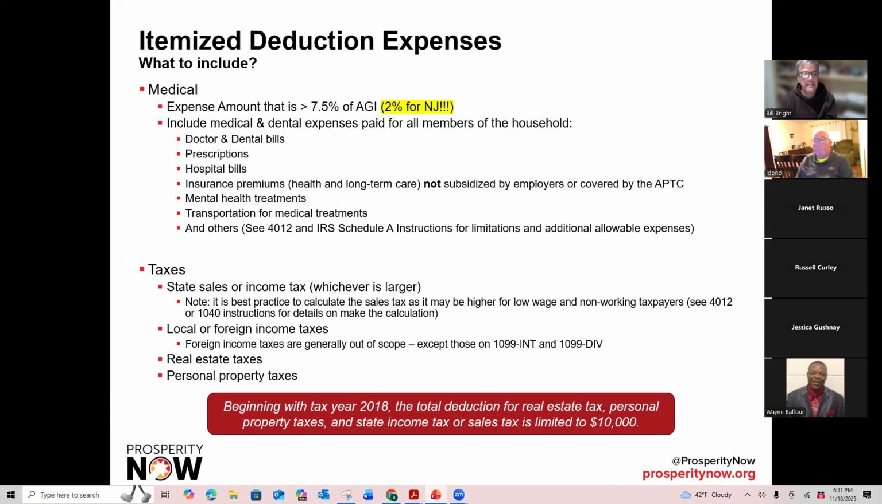Okay, taxes: there's the state sales tax or the income tax. Usually the income tax is always the one we go with. Again, if there are any local or foreign taxes paid, real estate taxes, personal property tax. Since 2018 it was limited to $10,000. Now it's up to $40,000.